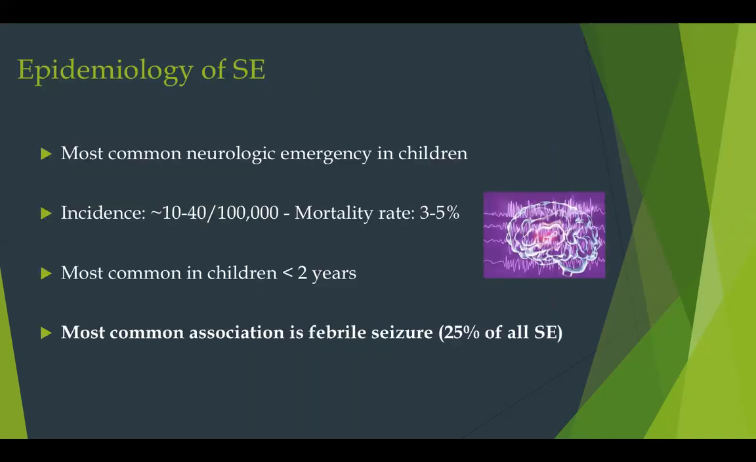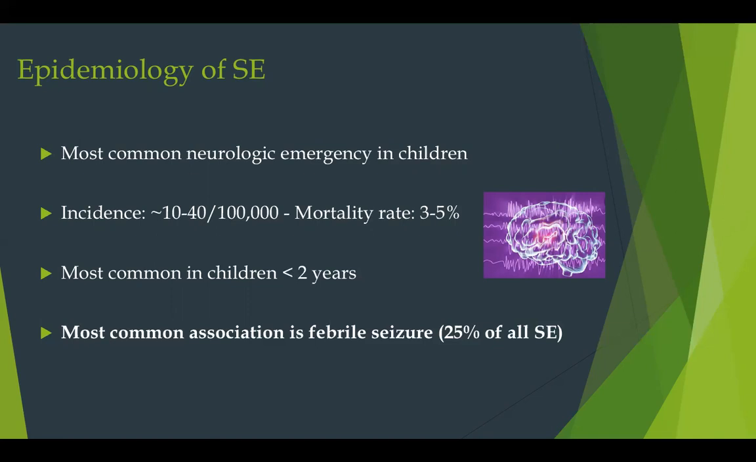So in terms of epidemiology, an important thing to consider is that seizures and status epilepticus are the most common neurologic emergency in children. Overall, the incidence of seizures is 10 to 40 in 100,000. Mortality of seizures, and most likely of status epilepticus, is 3 to 5%.